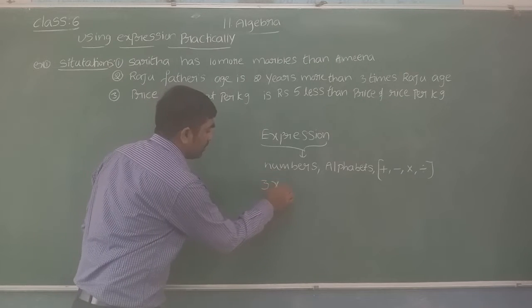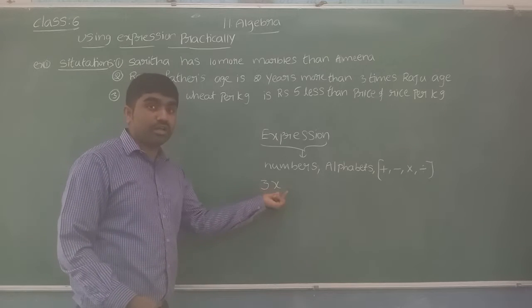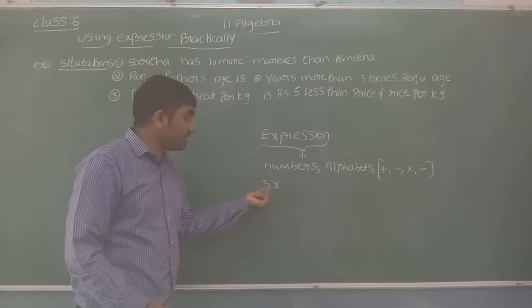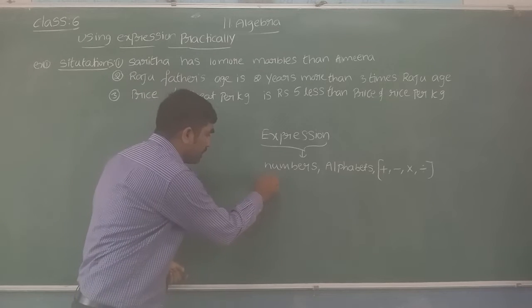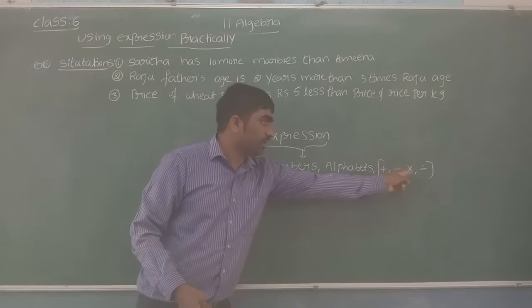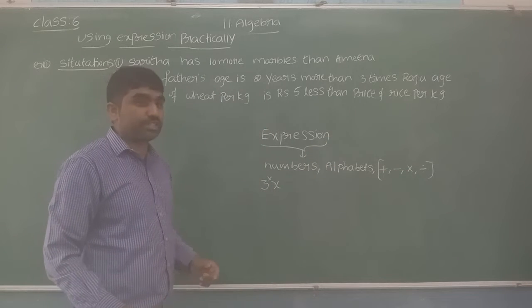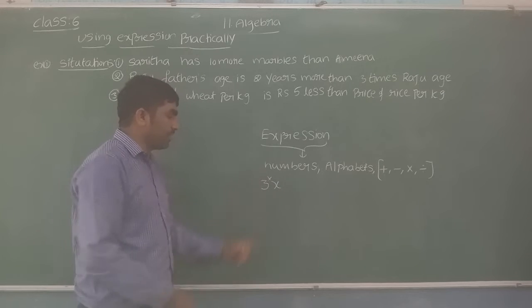Let me take here 3x, one expression which contains constant and variable, I mean which contains numbers and alphabets. And which operation are we using here? Multiplication. In between there is no symbol, no into symbol, but we are using the multiplication. Expression is formed by number, alphabet, and operation.